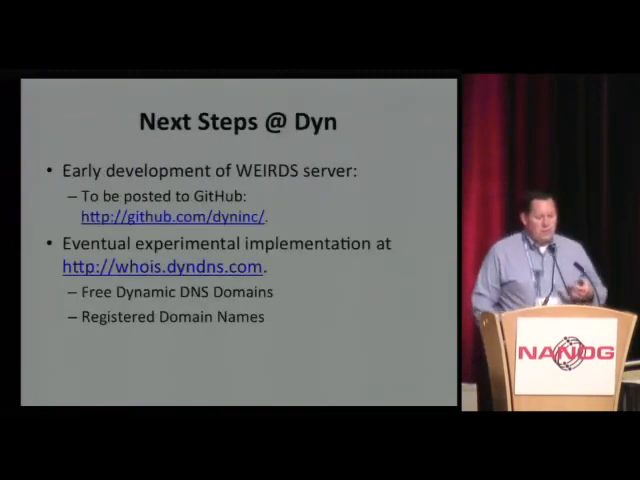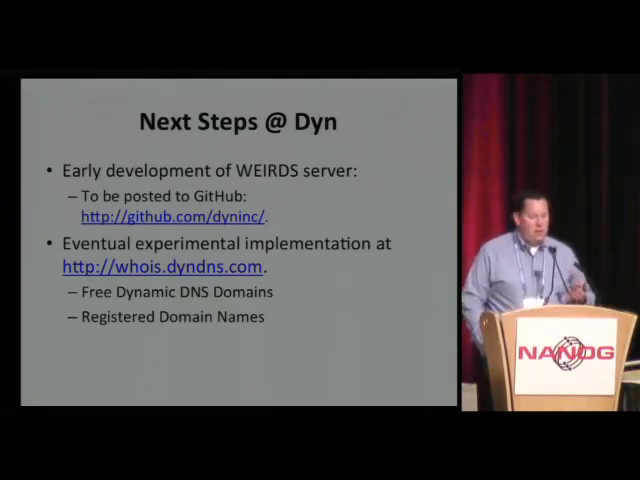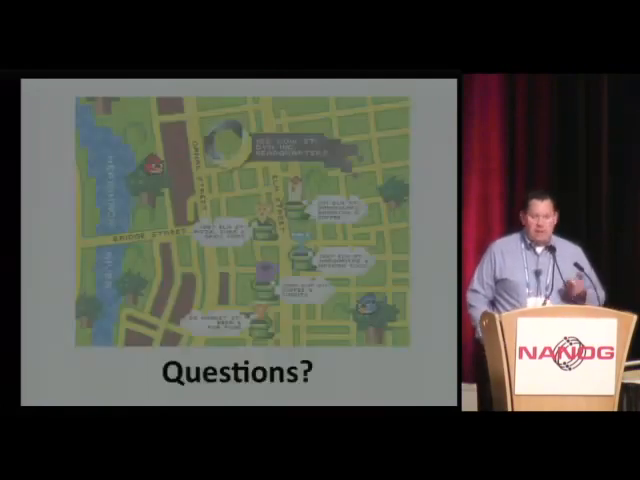So our next step is to finish the development of a WEIRDS implementation. That will be posted up on our GitHub page, so monitor that. And we will eventually offer an experimental implementation at whois.dyndns.com. We will put some data from both our free dynamic DNS host names in there as well as registered domain names. And that's about it.